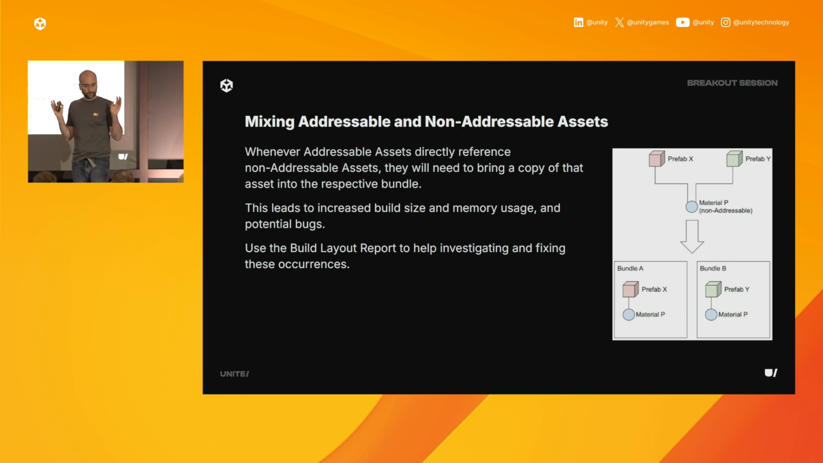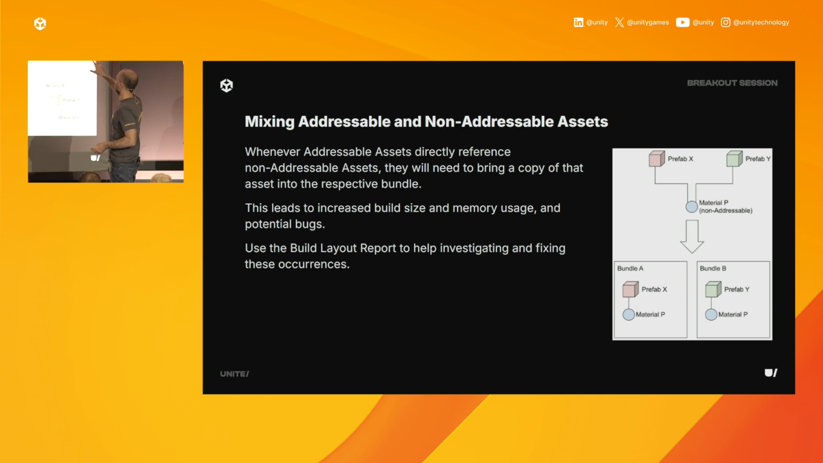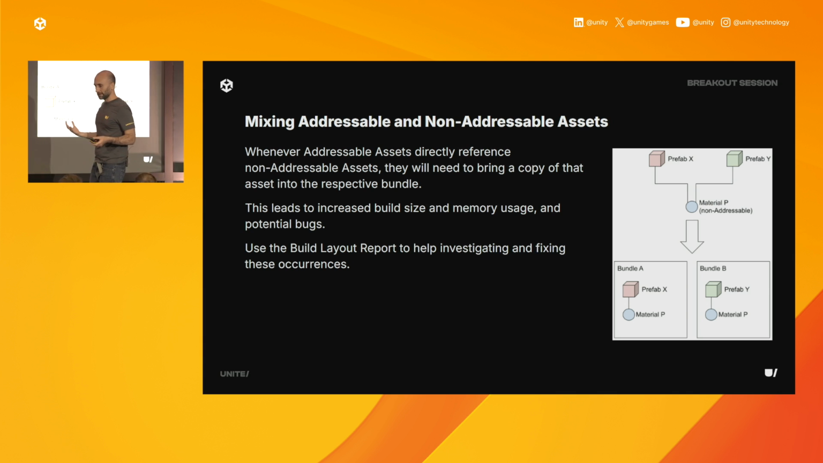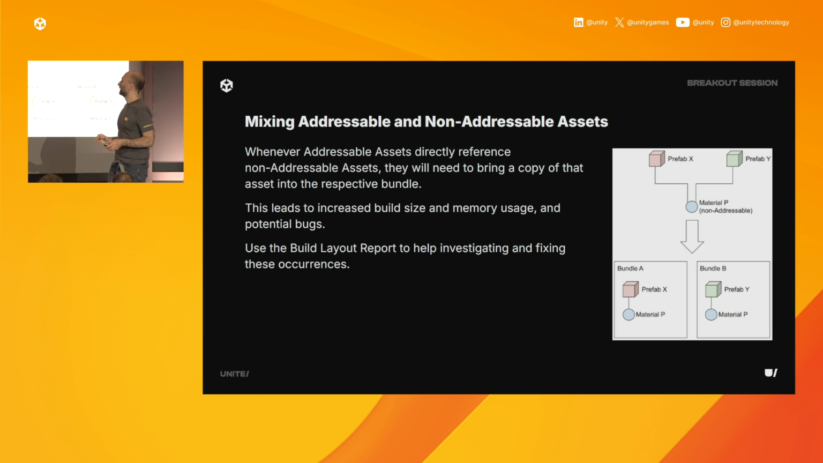Good. So whenever an asset bundle directly references an asset that is not addressable, in this case you have two prefabs that reference a material which is not addressable, you will end up with a duplication. Imagine these two prefabs are part of different groups, different bundles. They will each bring a copy of this material because it's not addressable. This leads to increased build size. The bundles will be larger because they have this duplicate material, and also increased memory usage, again because of the duplication. And it will also bring potential bugs, as I will cover shortly.